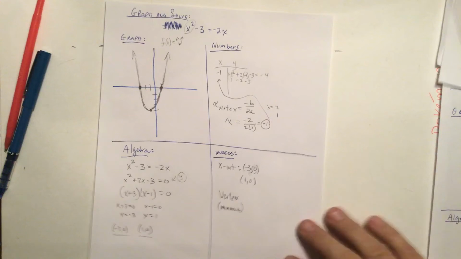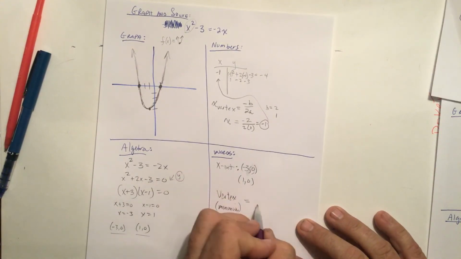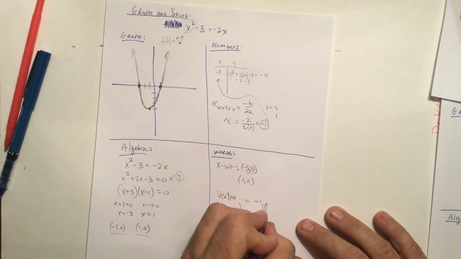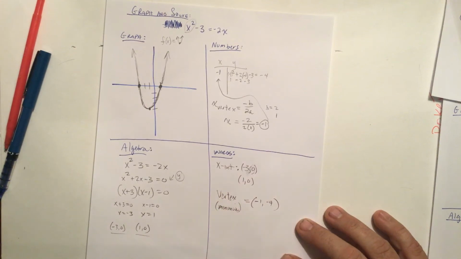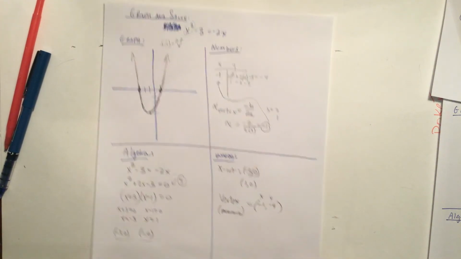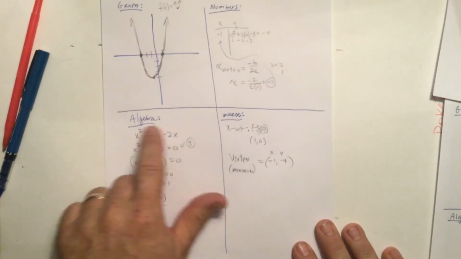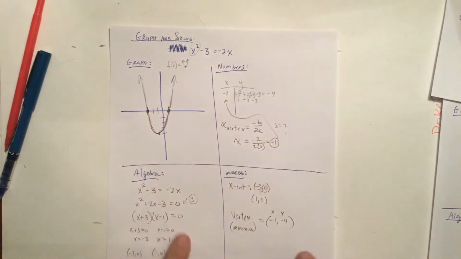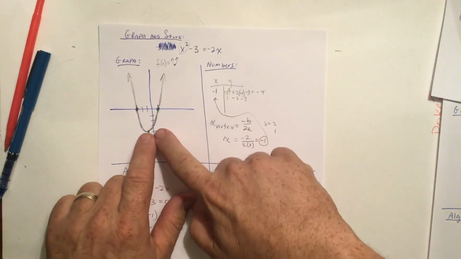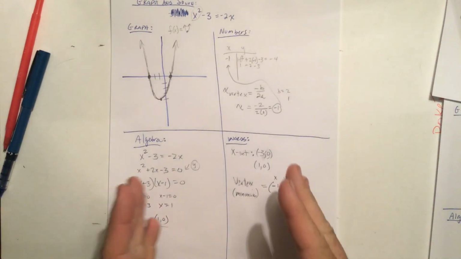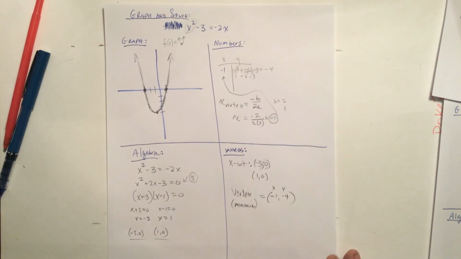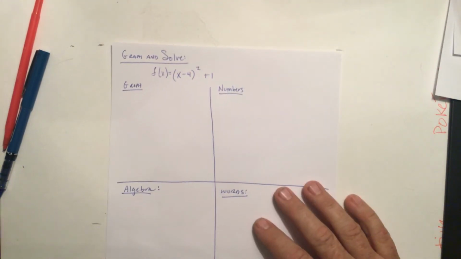All right, so now my minimum is -1 and -4, x and y. So find your x-intercepts, plot them, find your vertex, plot it, sketch it. If this is a word problem, I would be interpreting the graph. All right, so we got one more, and then you guys will be on your way. A lot of info today.